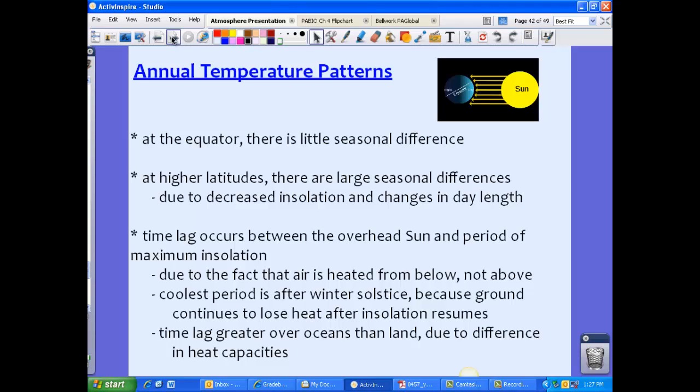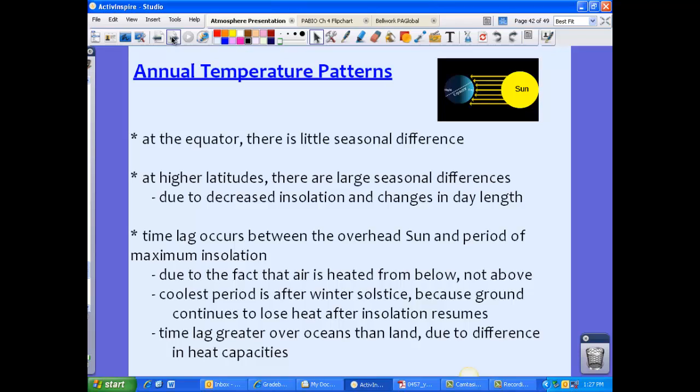At higher latitudes, however, there are large seasonal differences, and this is due to decreased insolation and changes in day length. So as we move to higher latitudes, what we start to notice is that the day lengths get a little bit shorter or longer, depending upon the season, and that's due to the decreased insolation in certain areas.